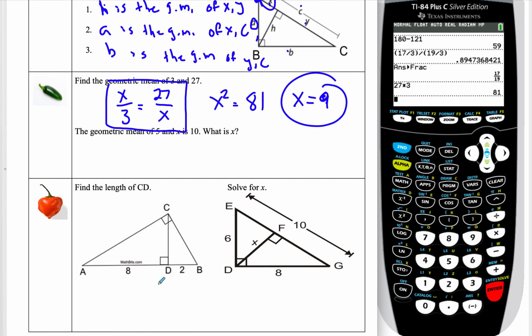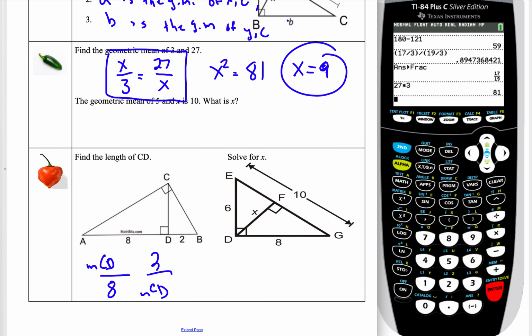Now down here, length of CD, well, that's just the geometric mean. So CD is to 8 as 2 is to CD. Okay, and I'll say measurement CD. So that is to say the measurement of CD squared is equal to 16. So the measurement of CD is equal to 4. Okay, so that's the idea behind how you do these ones.